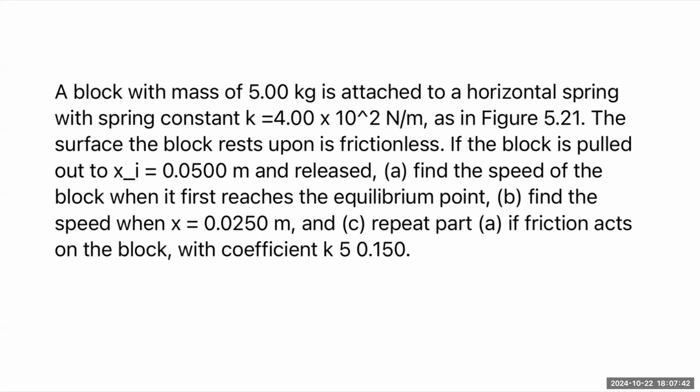Right, so this is like a mu, which is a friction coefficient. So how do I write mu k? Mu underscore k equals 0.150. Okay, so these are the questions, and then the diagram.